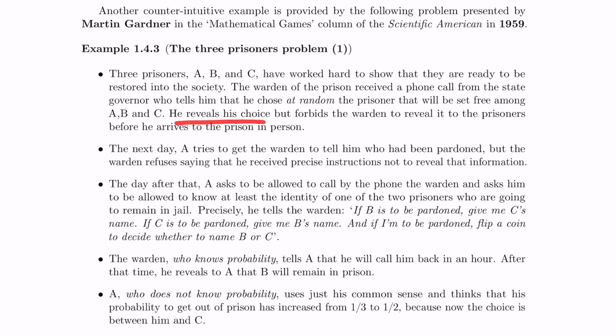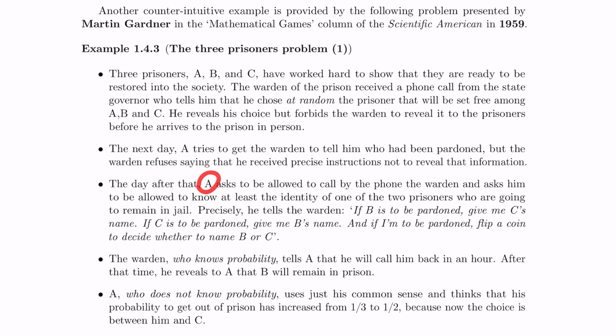He reveals his choice, but forbids the warden to reveal it to the prisoners before he arrives to the prison in person. The next day, prisoner A tries to get the warden to tell him who had been pardoned, but of course the warden says that he cannot reveal it.